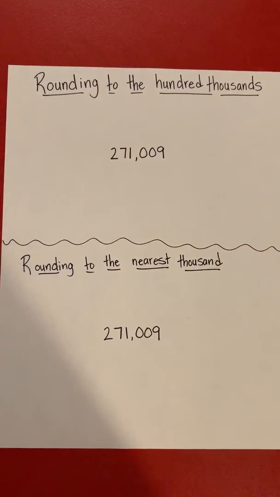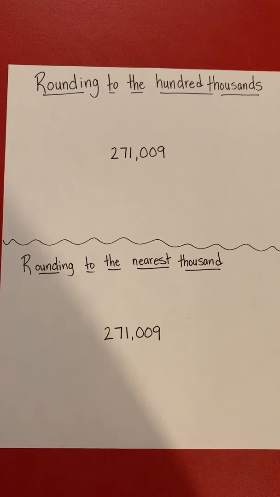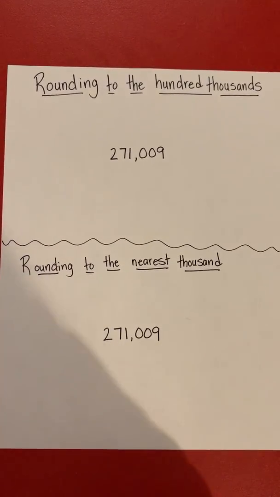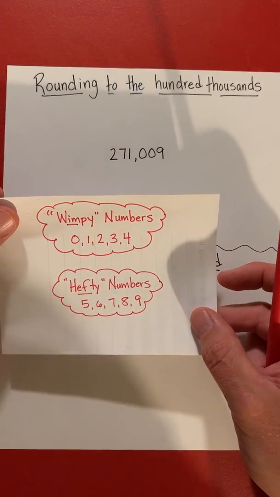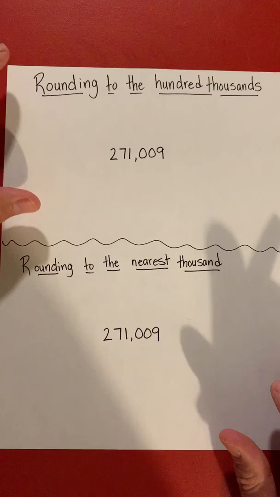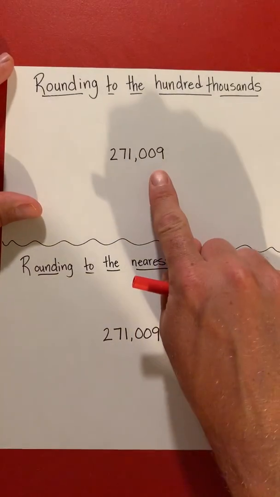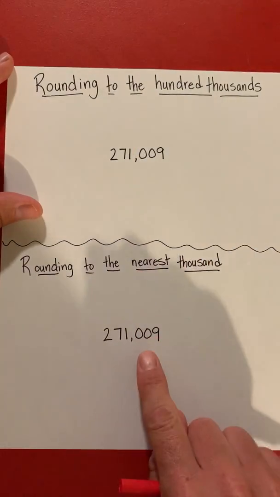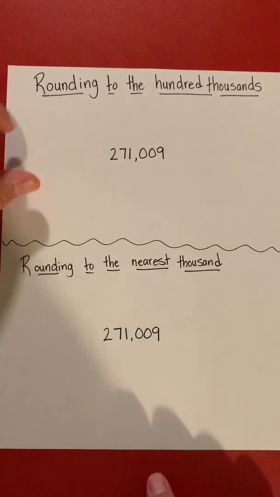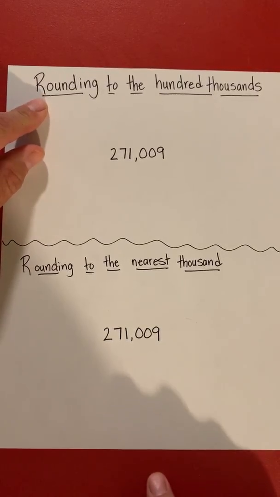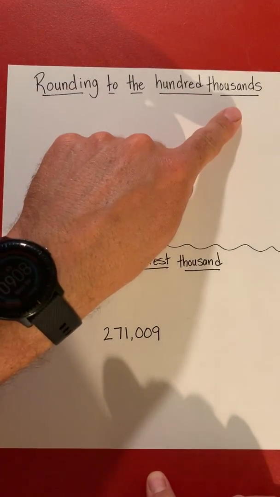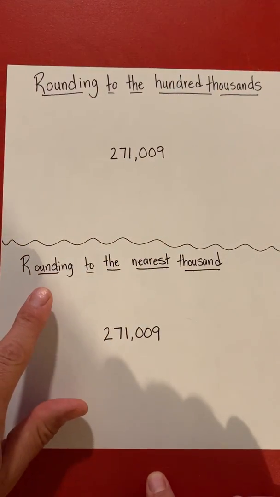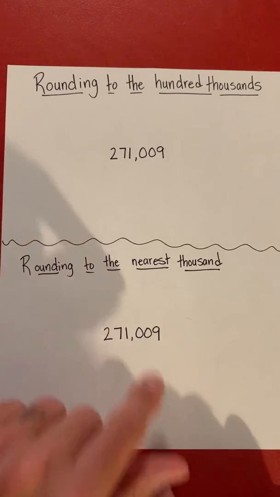Hi, fourth grade. Today I'm going to remind you how we learned how to round using our strategy of wimpy numbers and hefty numbers. So today we have two examples, and in both examples you can see we're going to use the same number, but each example we're going to round to a different spot. In our top example, we're going to round to the nearest 100,000 place, and then in our bottom number, we're going to round to the nearest 1,000.